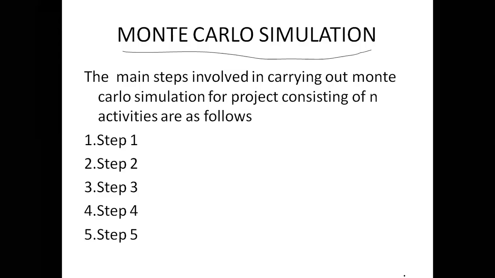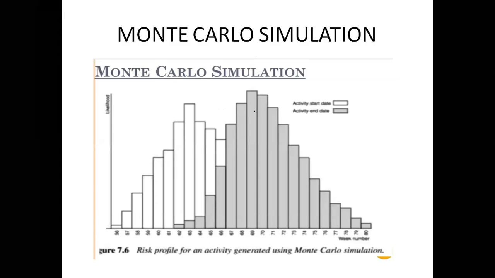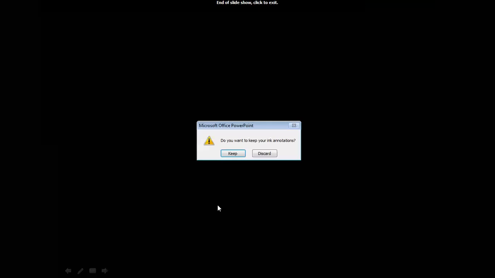After results are available, they are analyzed and represented graphically. This is the graphical representation of Monte Carlo simulation. Here this is the risk profile for an activity generated using the Monte Carlo simulation. Here the activity starts, here the activity ends, then the next activity starts here and ends here, before it is completed. So this is Monte Carlo.